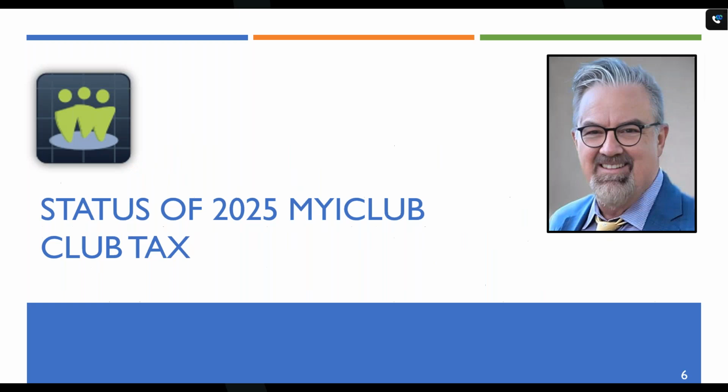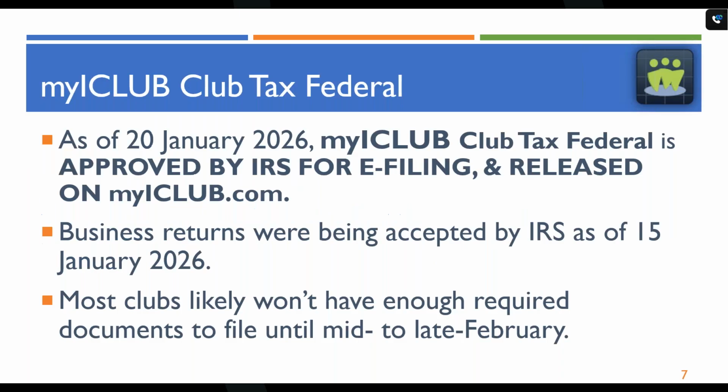So let's talk about the status of the 2025 My iClub Club Tax, and I'm happy to report that our federal version has been approved by the IRS as an authorized e-filing provider. So we're happy to have that release out there. It is available on My iClub. We have had clubs that have successfully filed their returns already. Now, most clubs won't have their 1099s and other details for a couple more weeks, but as soon as you're ready, you've got the documentation that Club Tax Federal is available for you to utilize.